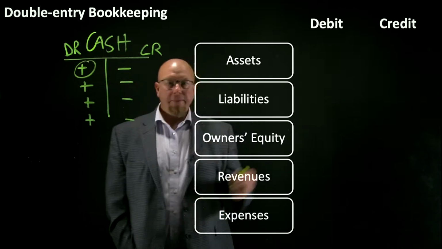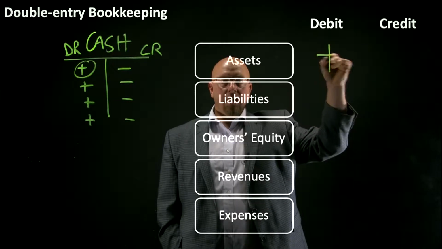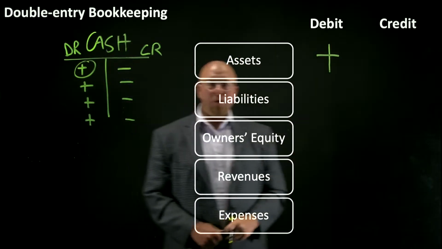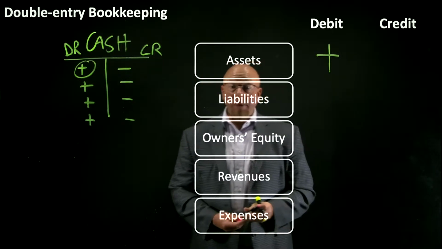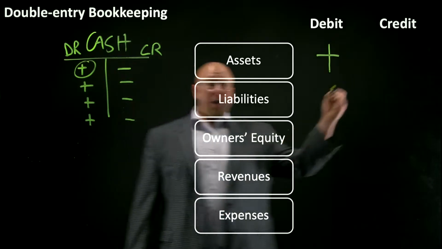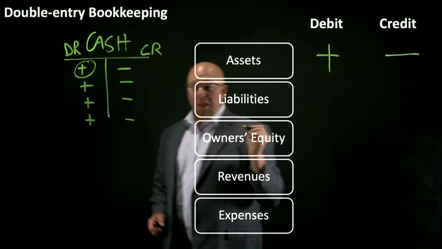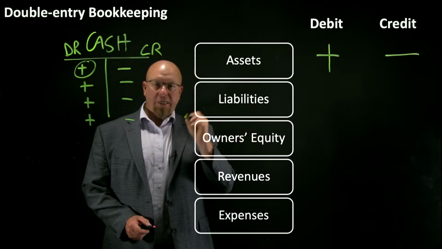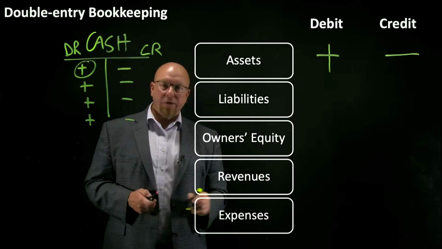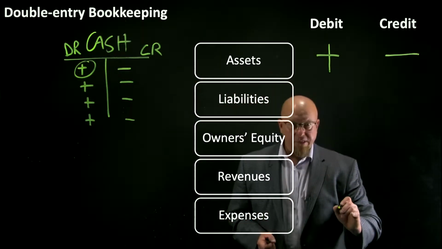Just memorize it. If you know that cash increases with a debit, then you can be confident that every single asset account will go up if you make a debit entry. All assets will behave the same. And it might go without saying, but let's say it. If you make an asset account increase with a debit, then a credit entry will cause that account to go down. Now, assets and expenses behave the same way.